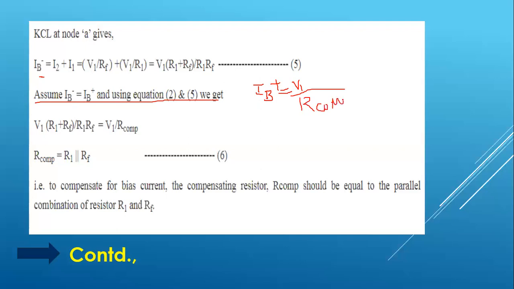So we can make both currents equal. We will be getting V1 into (R1 plus RF) by (R1 into RF) equal to V1 by R compensation. If you cancel V1 on both sides, you will be getting R compensation as (R1 into RF) by (R1 plus RF), which is nothing but the parallel combination of R1 and RF. This is the compensating resistor. By properly choosing R1 and RF values, from this R compensation, you can reduce the output offset voltage, that is, 500 millivolts to 0.